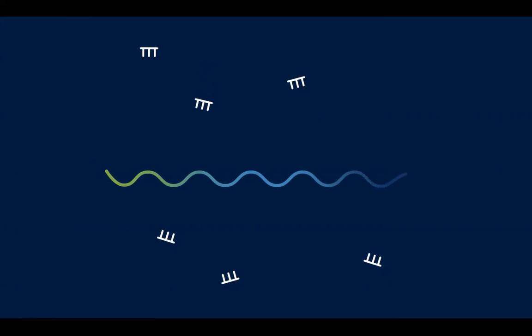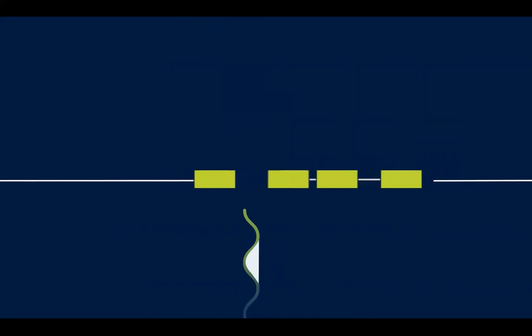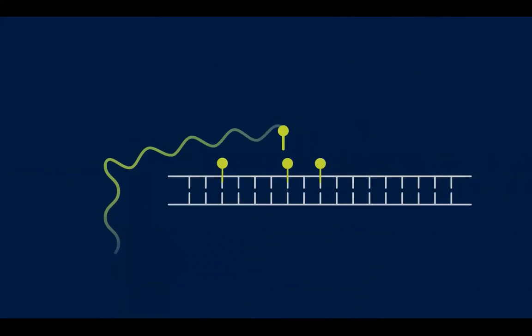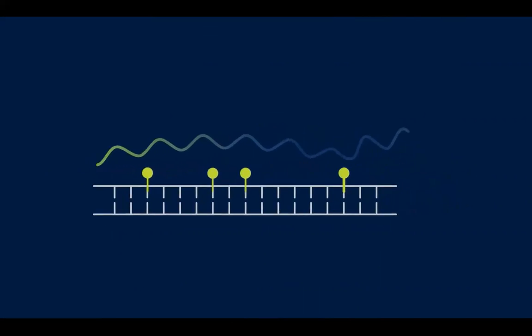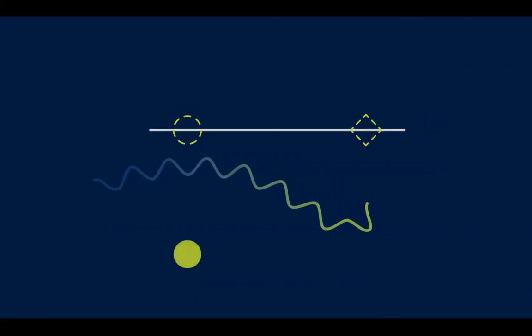lncRNAs have been shown to act like a sponge or decoy for other RNA molecules. Alter mRNA splicing through interaction with splicing factors. Modulate epigenetic state by recruiting chromatin remodeling proteins. Recruit or block transcription factors to affect gene expression.